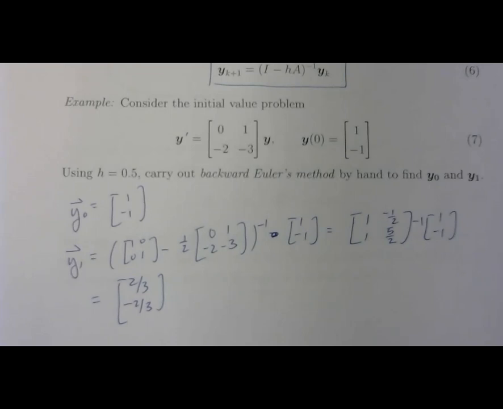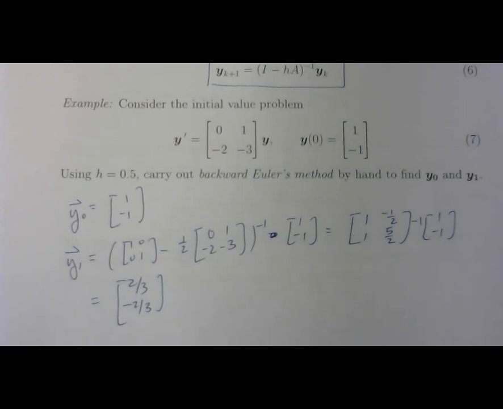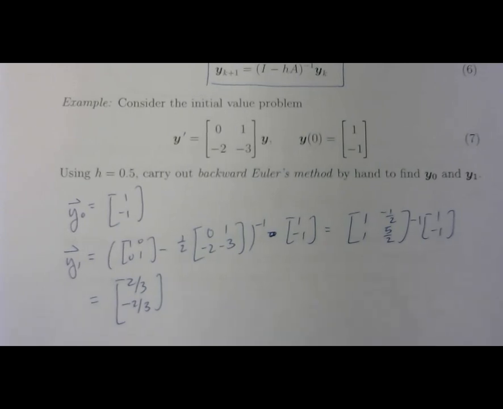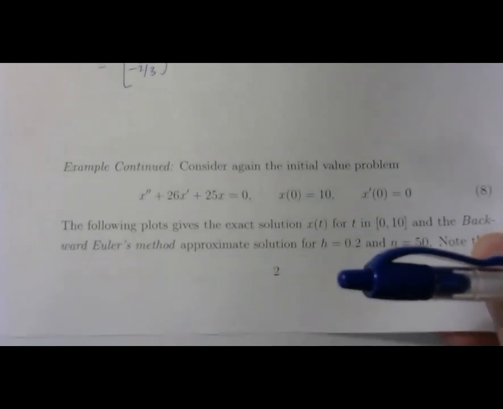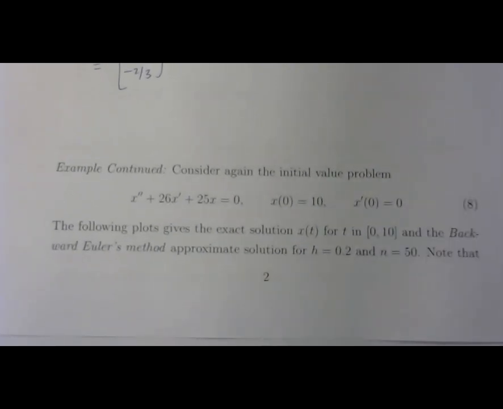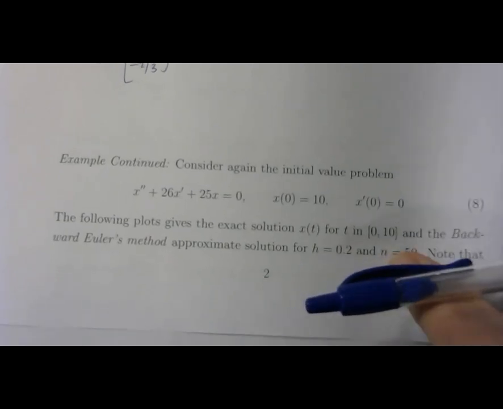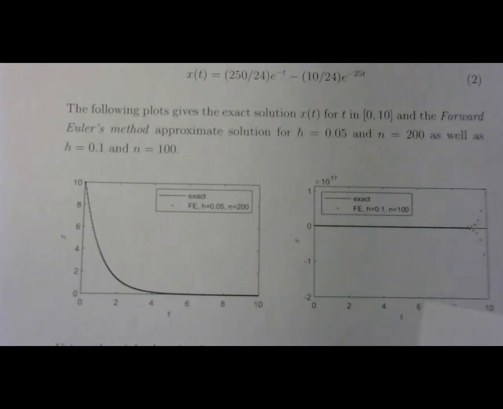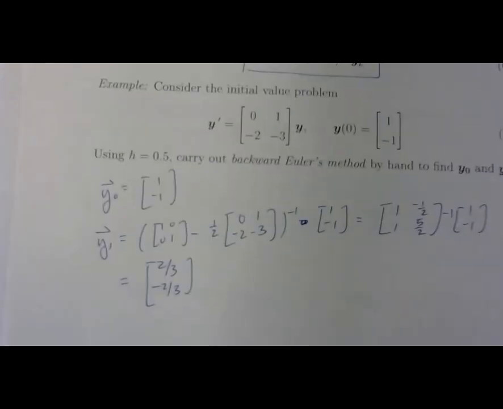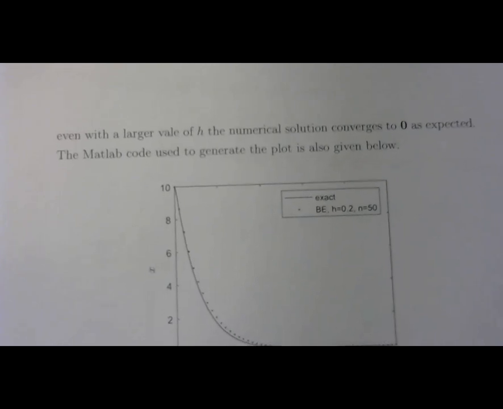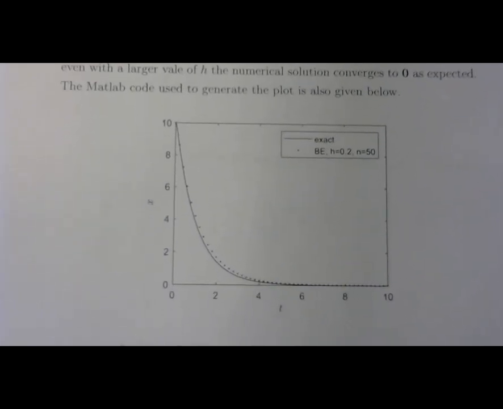Obviously, I can write this in a code and do it a bunch of times until I've done it for the amount of time that I want to do it. Okay, so let's see what that would look like. So this just says, let's go back to this and look at the numerical solution. Now remember for forward Euler, if I used h of 0.1, this was a problem. Now with backward Euler, say I'm going to do h is 0.2, not a problem at all.